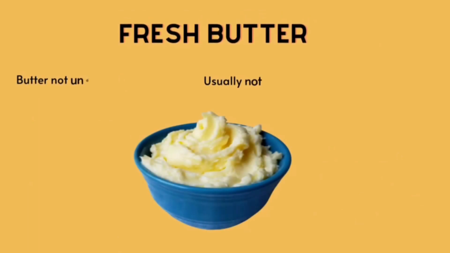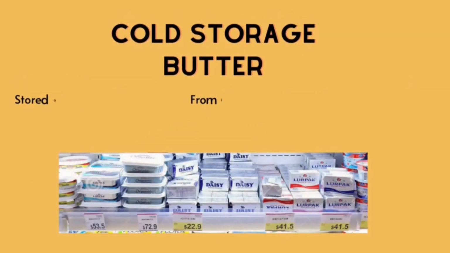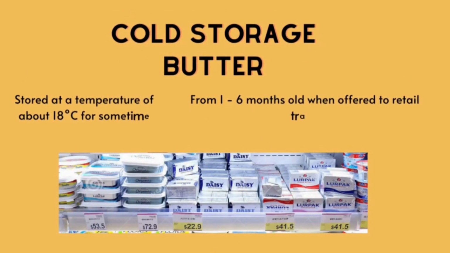The next one, fresh butter. Such butter has not undergone cold storage. Usually, fresh butter is not kept for more than 3 weeks. Nonetheless, cold storage butter has been stored at a temperature of about minus 18 Celsius, which is 0 Fahrenheit, for some time. Generally, cold storage butter is from 1 to 6 months old when offered to retail trade.